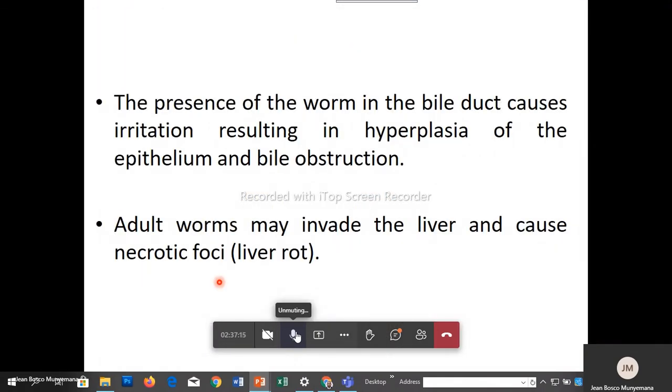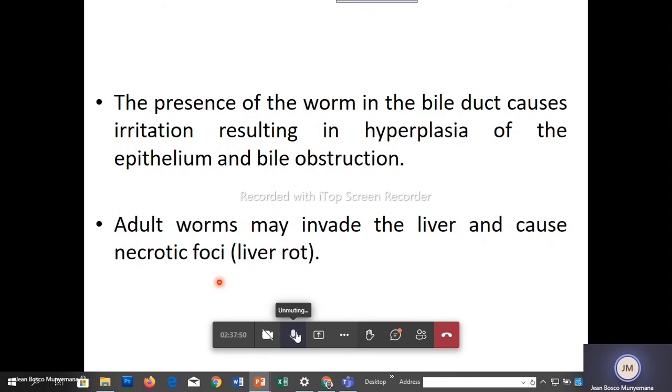What is the meaning of hyperplasia? Hyper, you know the difference between hypo and hyper. What is the difference? Hyper things is in a great amount, and the hypo is in a less amount. Yes. Plasia is about cell division.